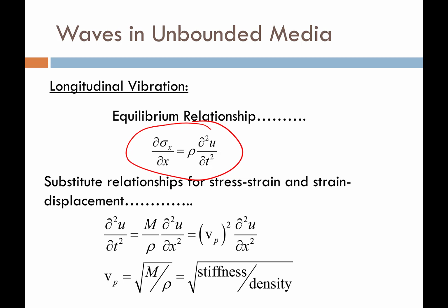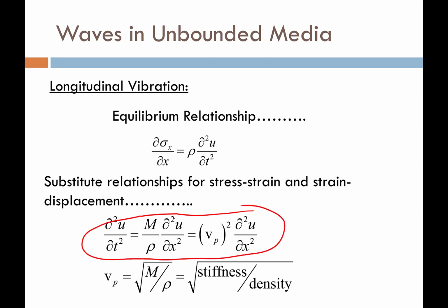If you're interested, you can go into the Kramer textbook and walk through the derivation of the wave equation. It's kind of interesting. It's a fun exercise, but I'm not going to do it here in the lecture. So here's the equilibrium relationship for a longitudinal wave, and here are our stress strain and strain displacement compatibilities, where again M is our constrained modulus, rho is our mass density, x is the location along our rod, u is the displacement of the rod in the longitudinal direction, and t is time.